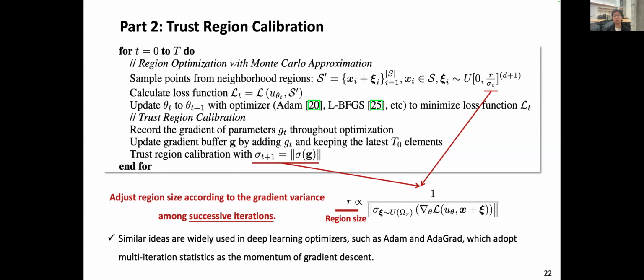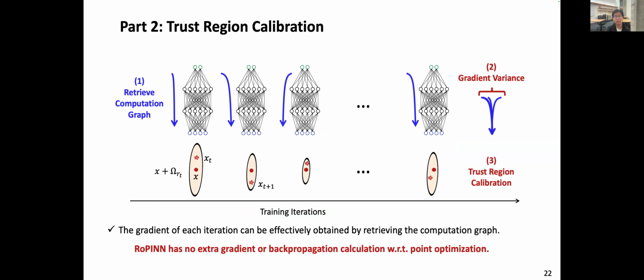So you need to reduce the region size to ensure stable training. Similar ideas are widely used in deep learning optimizers, which adopt optimization statistics to adjust the optimization configuration. And the gradient variance can be easily obtained by retrieving the computation graph.